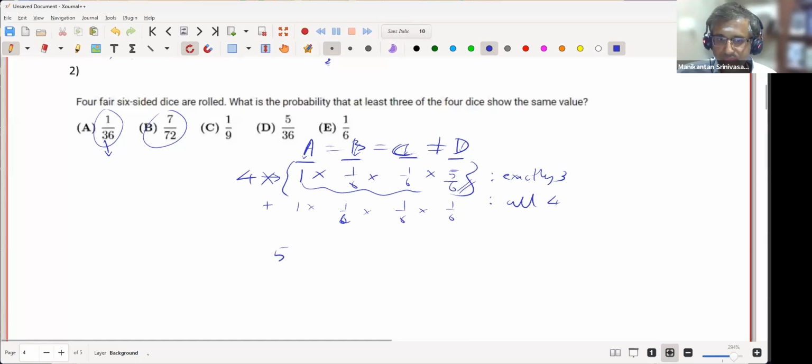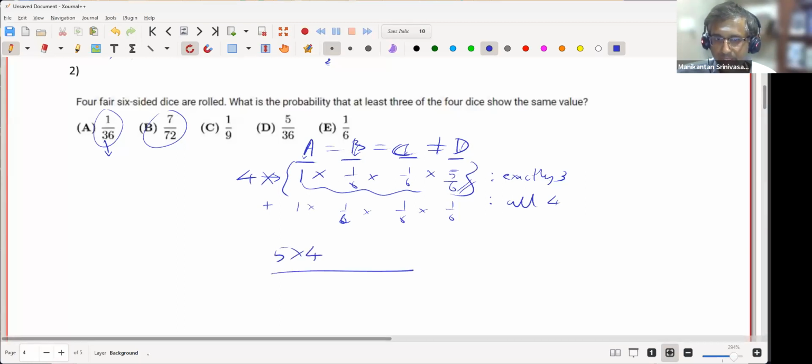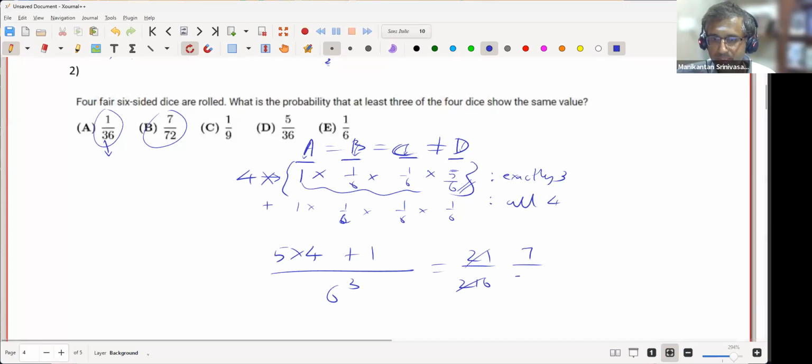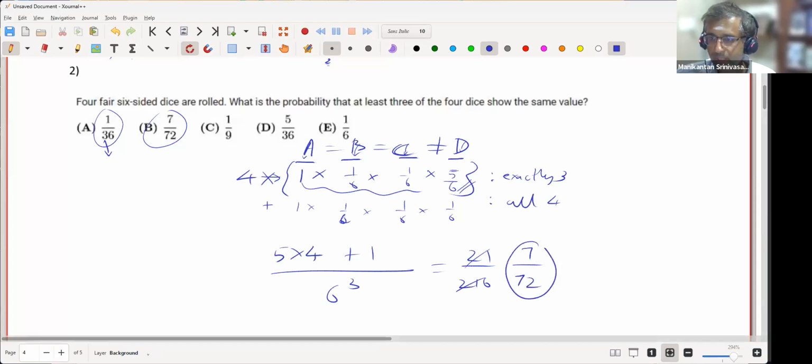So the first one becomes 5 times 4 in the numerator, and nothing changes in the denominator, right? So it will become 21 upon 216, which simplifies to this 7. 3 goes 7 times, 3 goes 72 times. Okay. Apurva, can you go through your method, please?